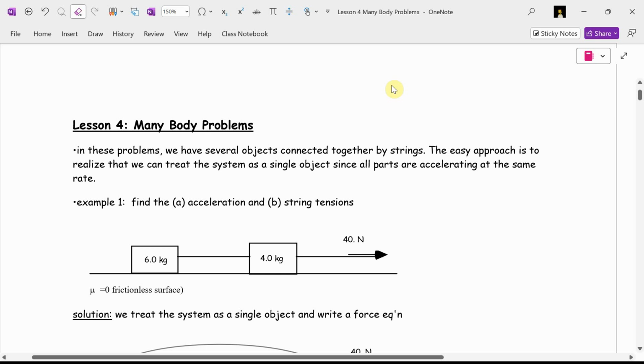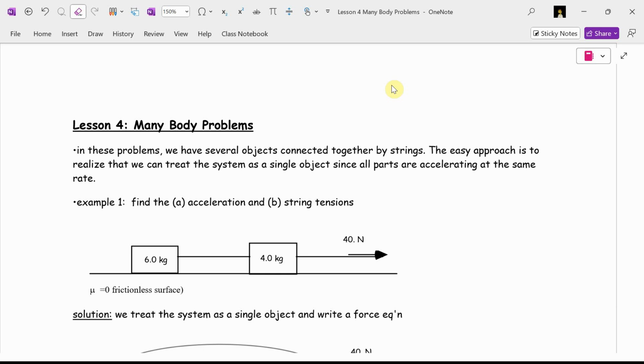Talk about, and we looked at this last year, Leo, many body problems. Problems where you have more than one mass connected by strings. Here is the key shortcut that we can take. If the objects are attached by strings, they're going to accelerate at the same rate.